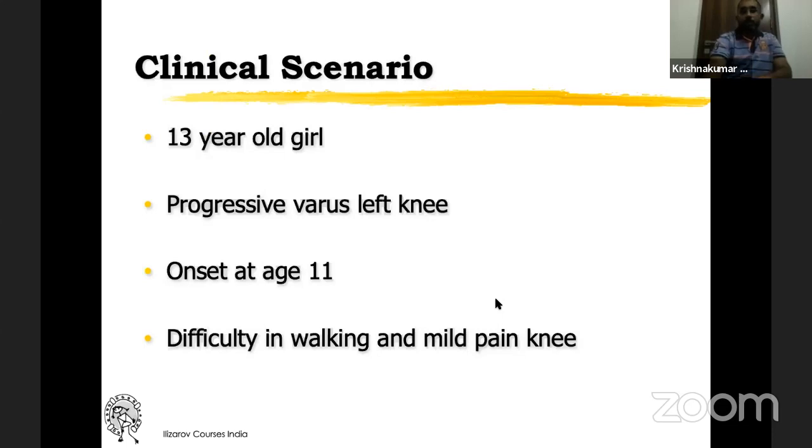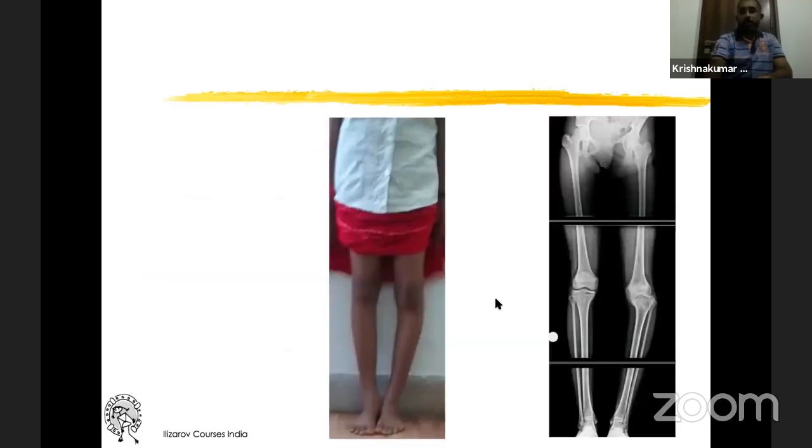We'll go to a clinical scenario. This will give you a better idea of how to go about. This is just to show the workflow of how to assess a deformity. So, a 13-year-old girl with a progressive varus of the left knee started at the age of 11. She's a high jumper. So she had difficulty in walking and mild pain. That is a clinical picture and the X-ray. And you can see that there is an obvious tibial varus here.